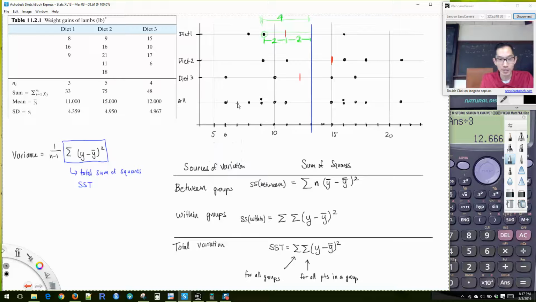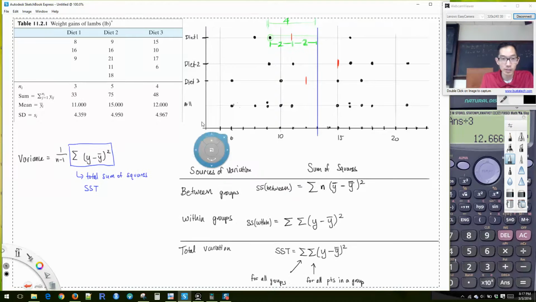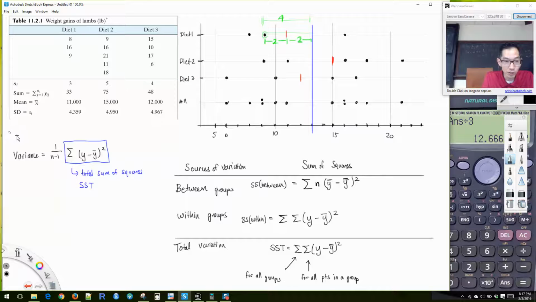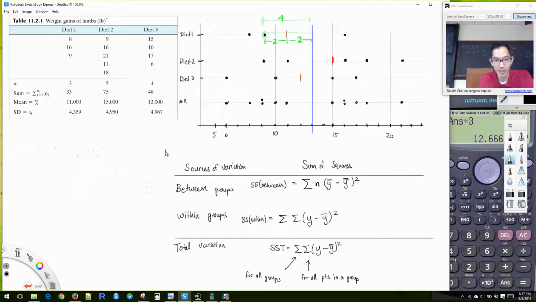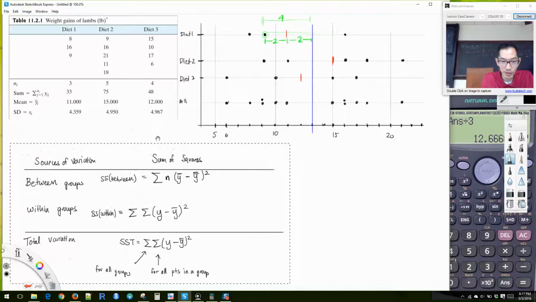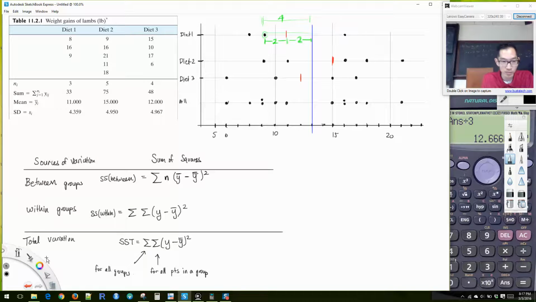So I'm going to copy everything here. Okay, so let's explore this and just see, is this true? We'll take a look at our first group here, with our data for group 1.